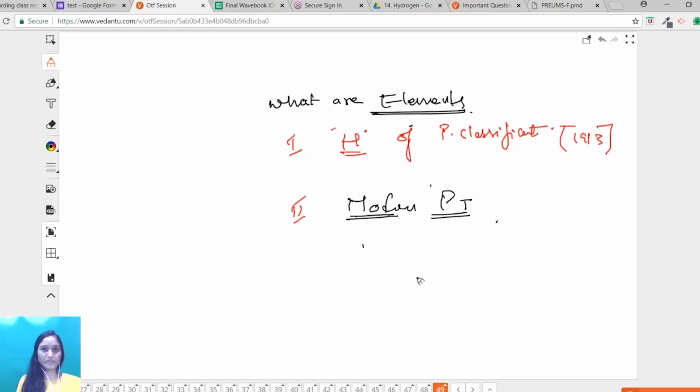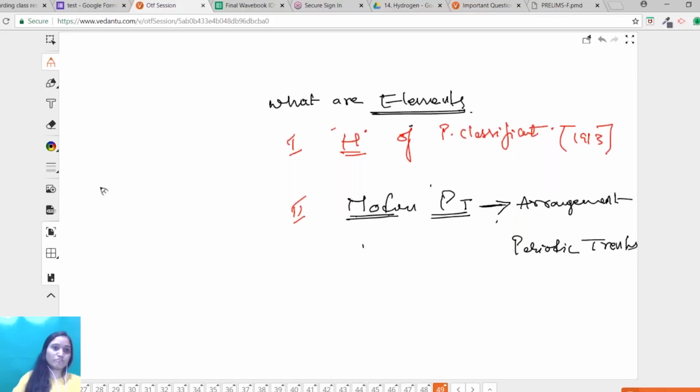And after we study the modern periodic table, we also study a few more concepts which I'm listing as part of it because they are also related to the modern periodic table only. In this, we talk about arrangement of elements. After arrangement, we talk about periodic trends. And let me first of all tell you, periodic trends is the most important subtopic of this chapter.